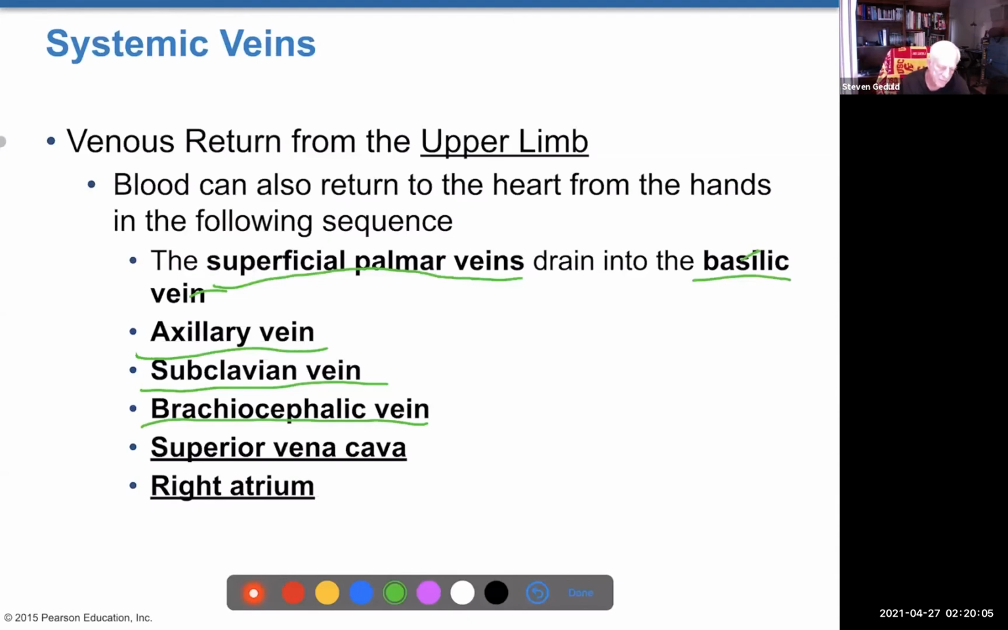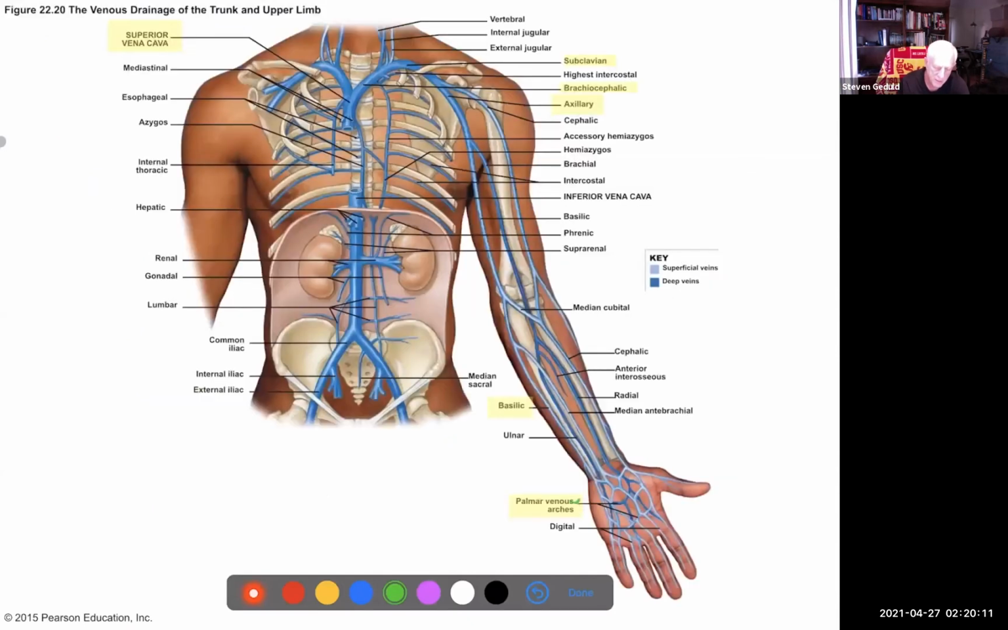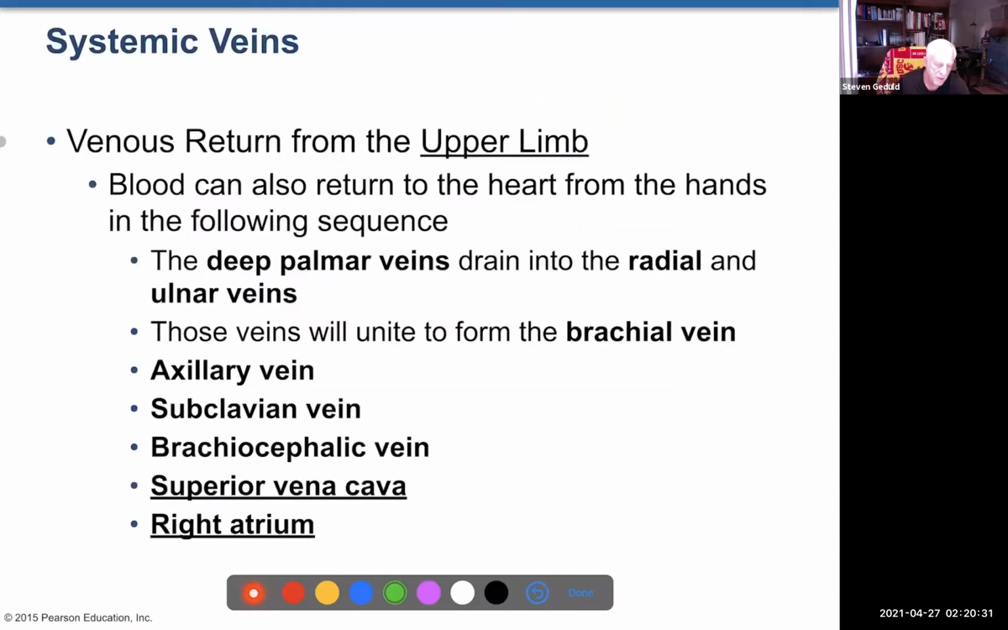So, okay, from the brachiocephalic vein, it can feed into the superior vena cava, into the right atrium. A picture for that again. Again, your palmar venous arches goes into the basilic vein. It can go right into the cephalic vein, into the axillary, brachiocephalic, subclavian, back into the superior vena cava, into the right atrium. So there's going to be multiple pathways that the blood can come back into the heart from the veins. And let's do this one, then take a break.